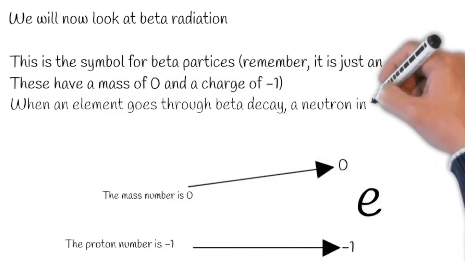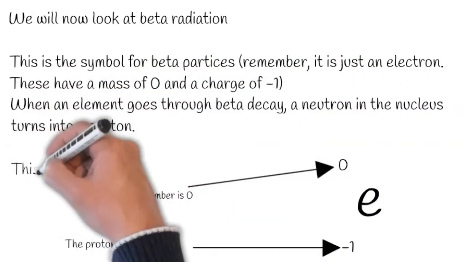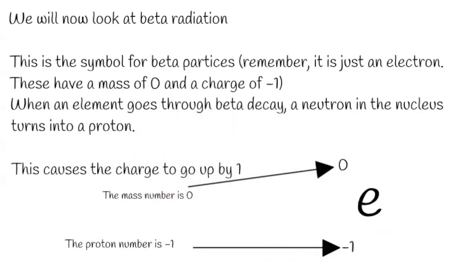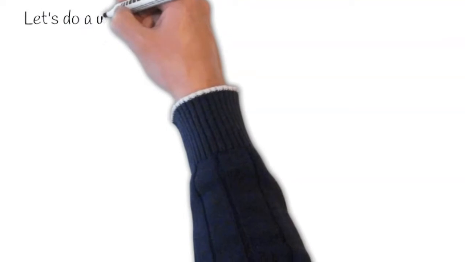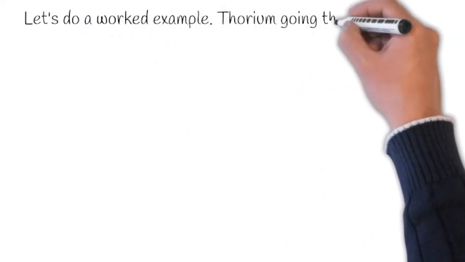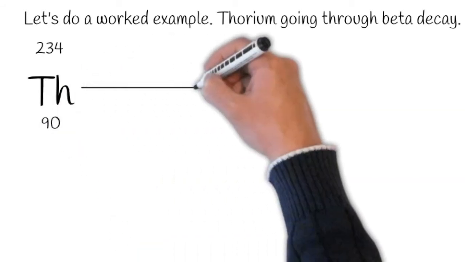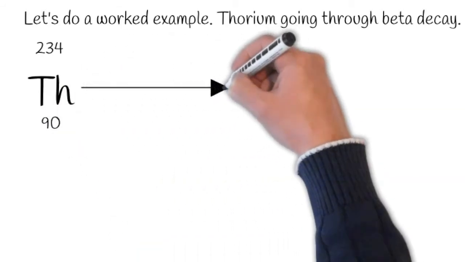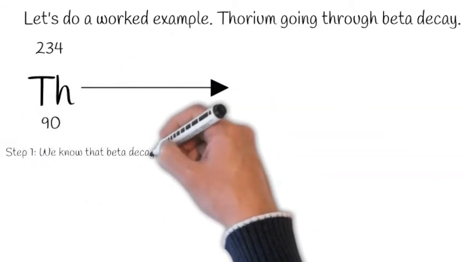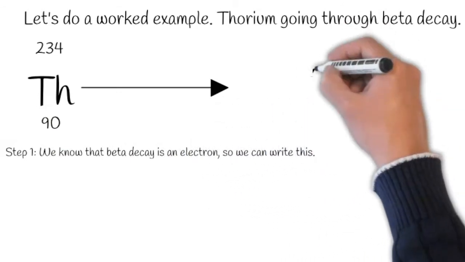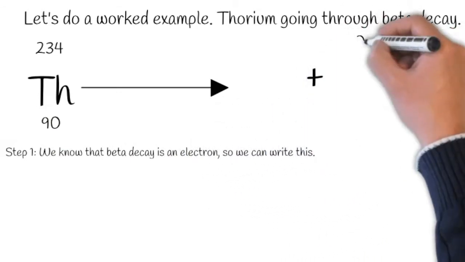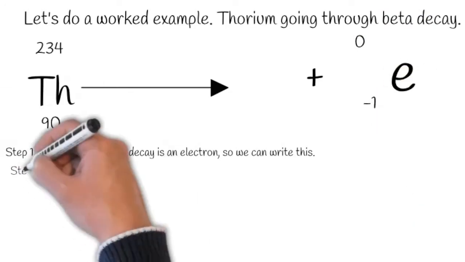When an element goes through beta decay, a neutron in the nucleus turns into a proton. This causes the charge to go up by 1. Let's go through a worked example to explain that. Thorium going through beta decay. So step 1, this time we're doing beta and we know that it is an electron, so we can write this into the equation.